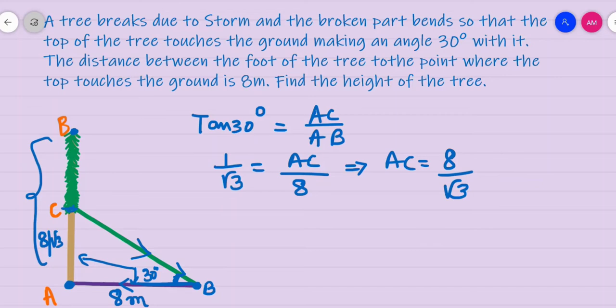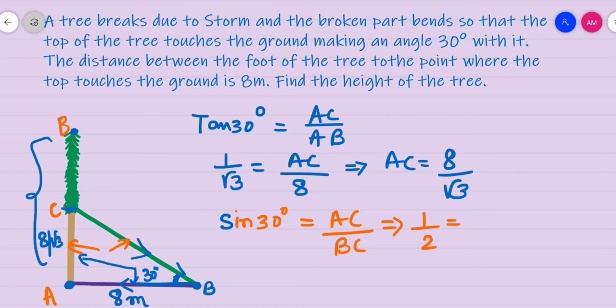Children, if you know AC and AB, you can find out BC in 2 or 3 ways. You can find using cos angle, you can find using sine angle, you can also find using Pythagoras theorem. Now let us use sine angle. Sine 30 degrees is equal to opposite side by hypotenuse. So opposite side means AC by BC or CB, whatever it is. Now sine 30 is nothing but 1 by 2.